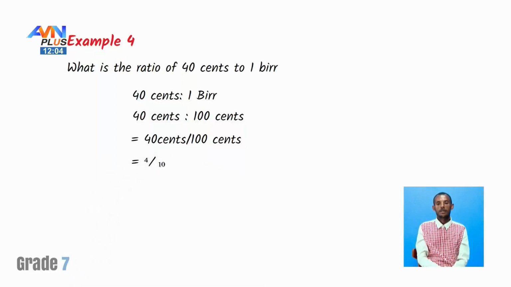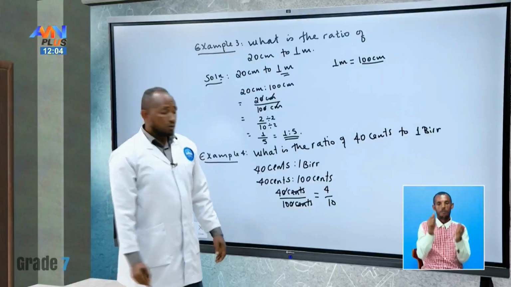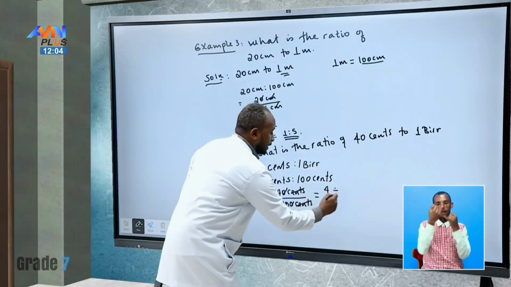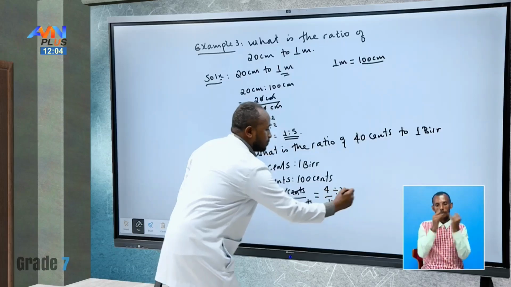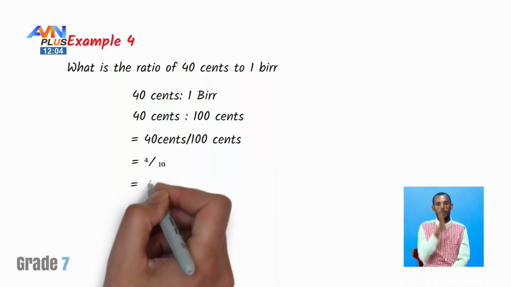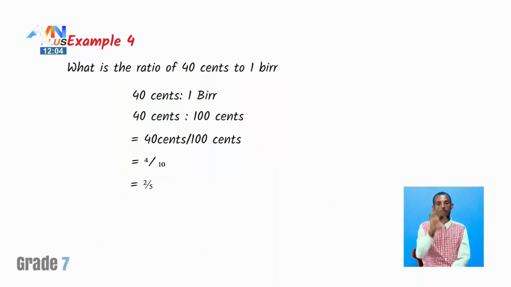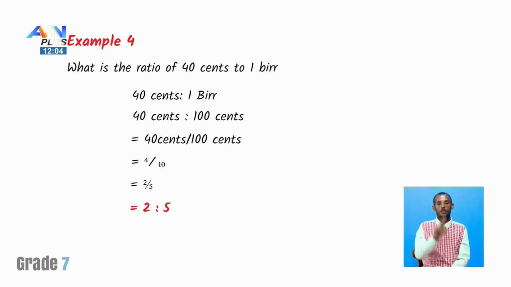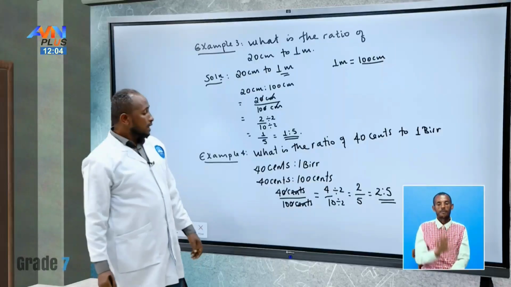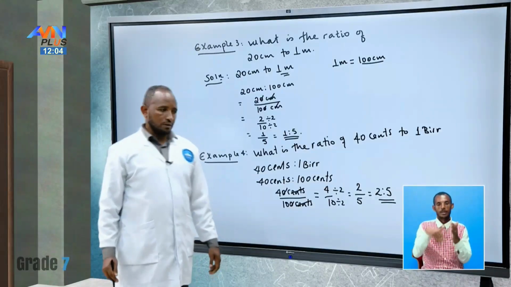The common factor for both is 2. I can divide both by 2 to write it in the lowest term. So 4 divided by 2 is 2, and 10 divided by 2 is 5. Therefore, the final answer will be 2:5. That's it. Now, let's proceed to the next part.